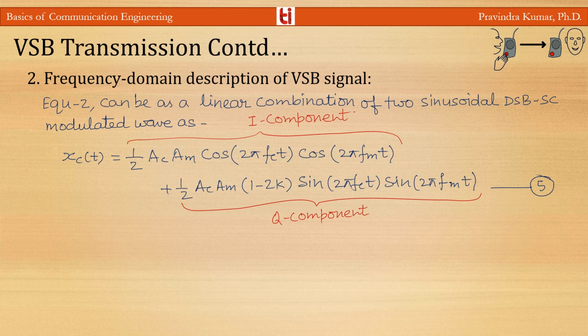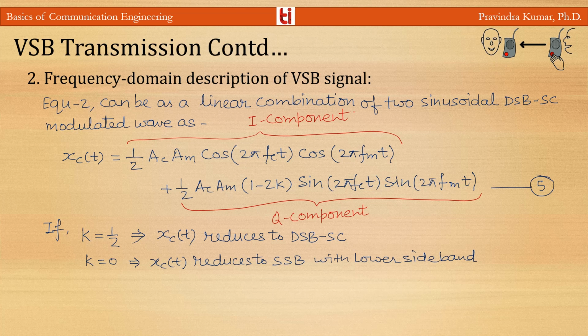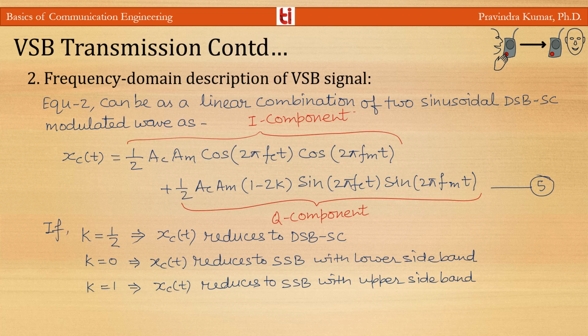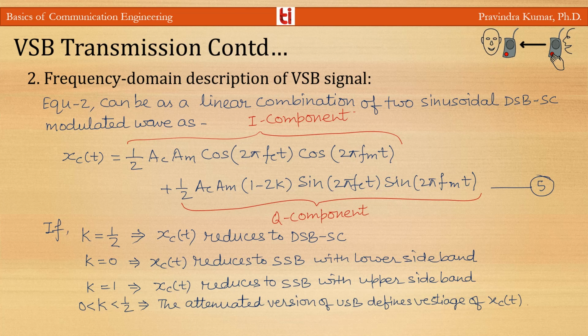And here one thing is interesting: if k is 1/2, then you will get the DSB-SC, double sideband suppressed carrier AM signal. If I put k = 0, then this equation reduces to SSB with the lower sideband. If k is equal to 1, then it will be SSB with the upper sideband. And if k is between 0 and 1/2, then this will be the VSB signal, or vestigial sideband AM signal.